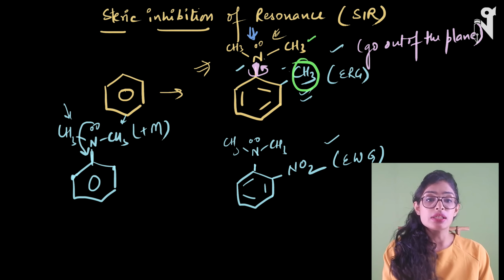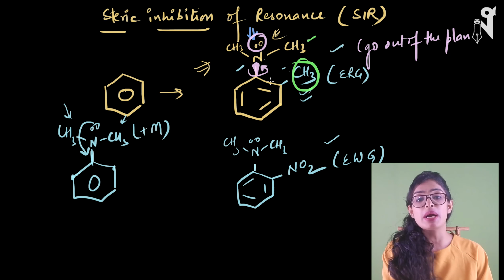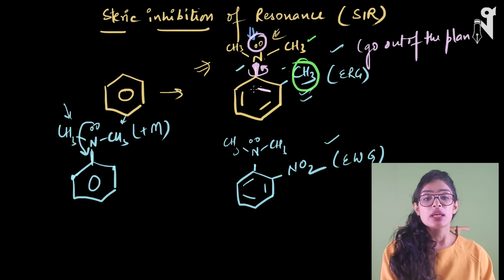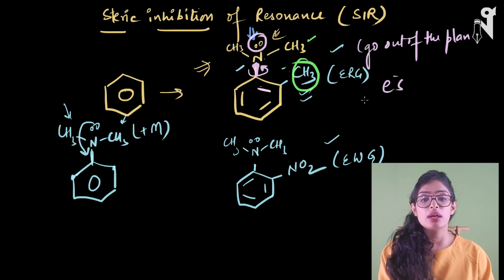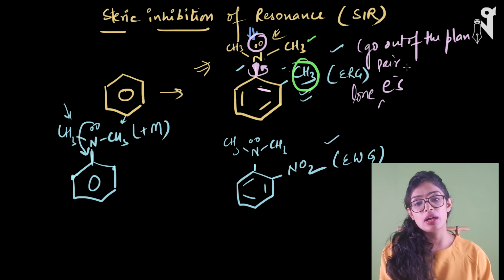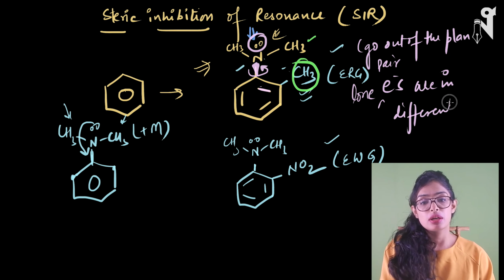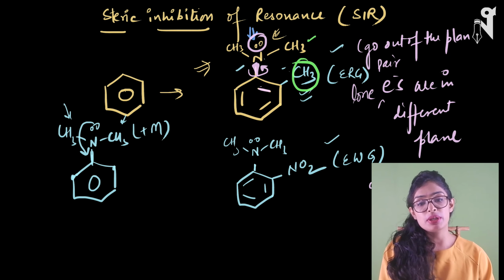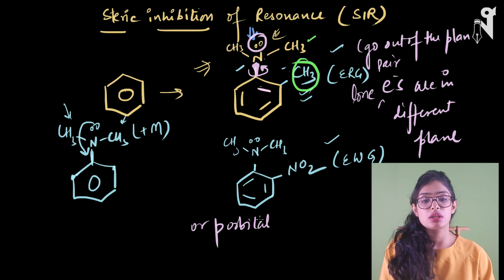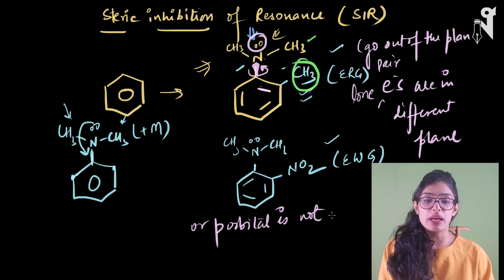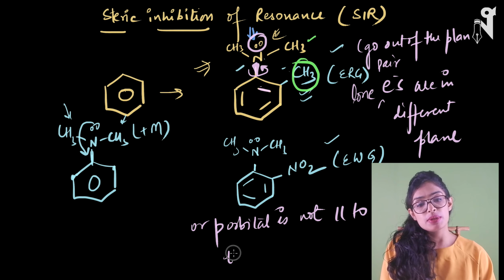So basically, this lone pair is in conjugation with the pi bonds over here, but still it will not be able to participate in the resonance, because the lone pair of electrons is in a different plane, or the p orbital is not parallel to the carbon's p orbital.